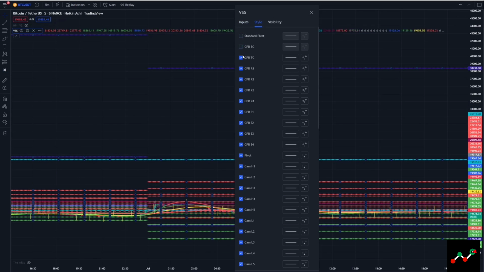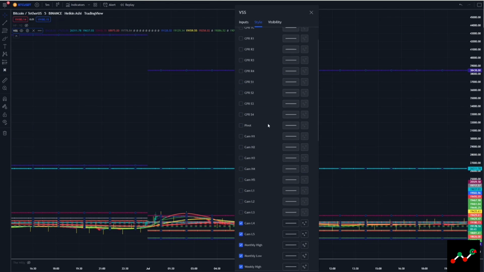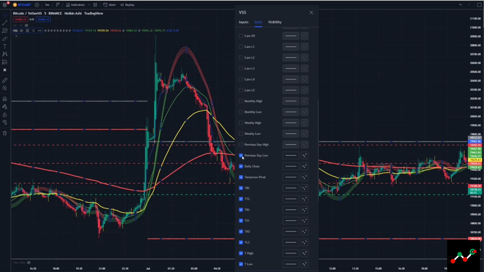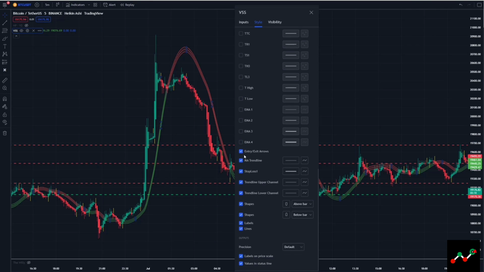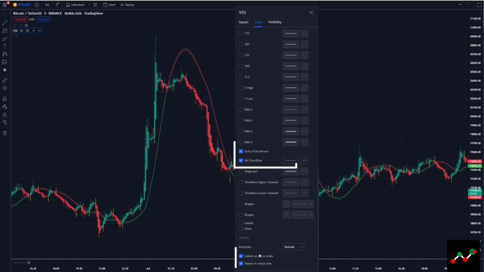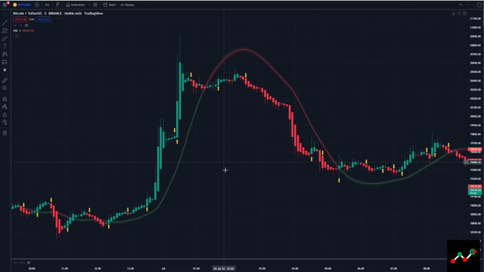From the style section, we uncheck every option except some. Follow my steps. We only leave these four options checked. Now the chart is clearer and more arranged.